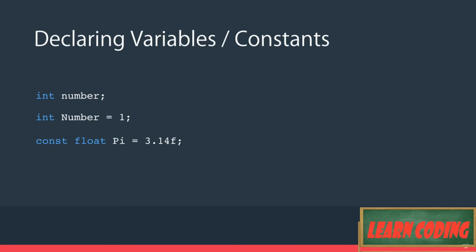To declare a constant, we start with the keyword const. Next we have the data type and an identifier, and here we have to initialize it with some value. We cannot define a constant without setting its value.